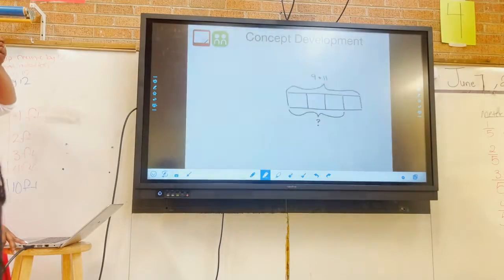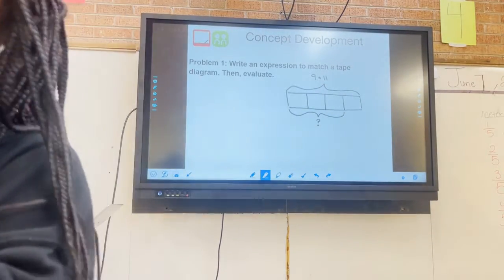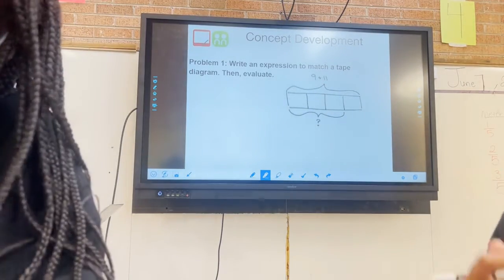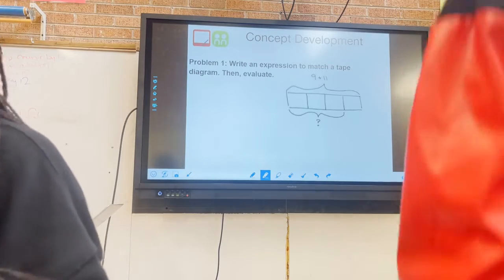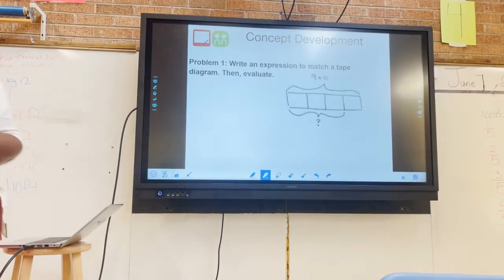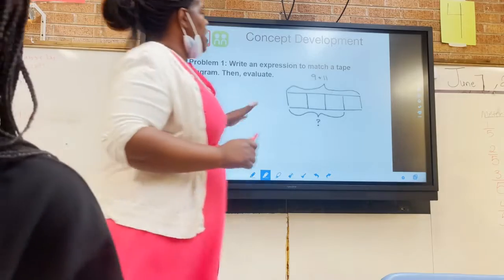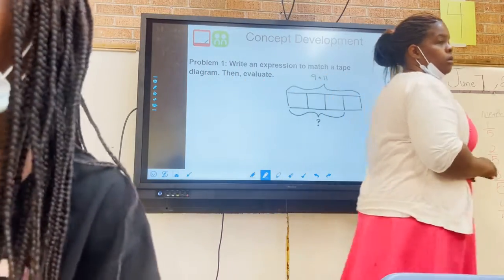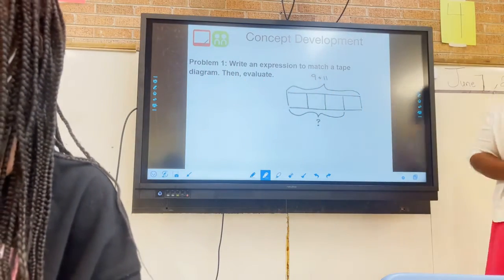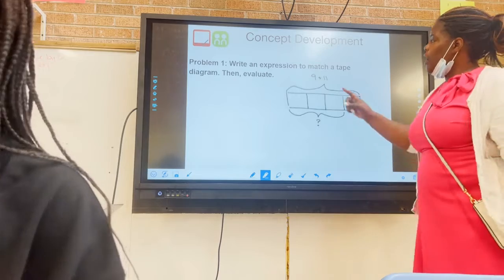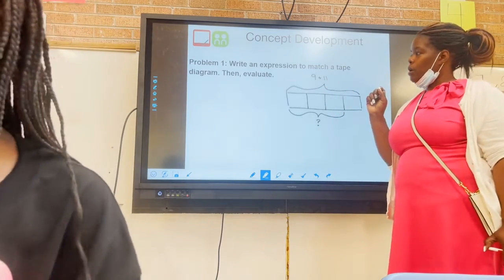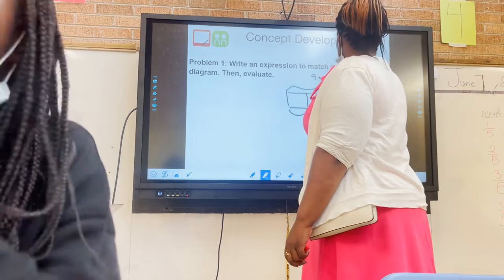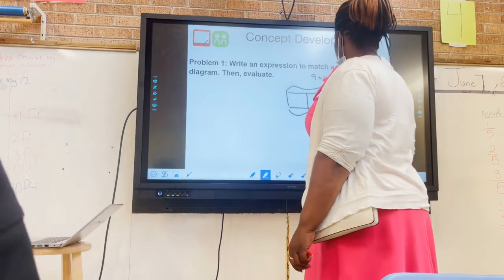All right, moving on. So this lesson is going to be very easy today. Again, we're writing an expression to match a tape diagram and then evaluating. So if we look here, the top number is our what? Our total, our in-all number. They give us an expression as our total. What's 9 plus 11? 20.